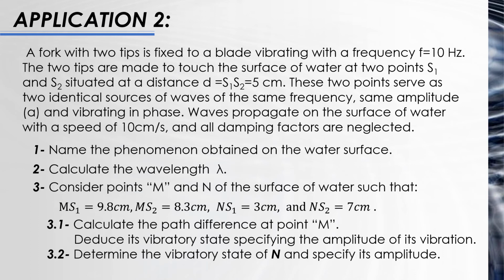We are given that the two sources vibrate with the same frequency and with the same amplitude. The waves produced on the surface of water propagate at a speed of 10 centimeters per second. Name the phenomenon obtained and then calculate the wavelength. Then we need to study the vibratory state of two points, M and N. You are given distances, so it's a simple application. Try to do it on your own.